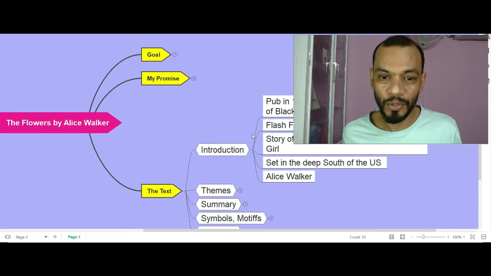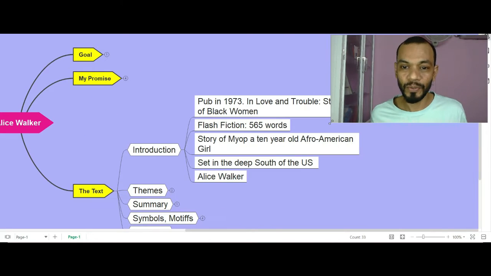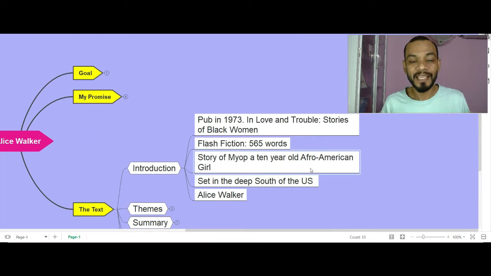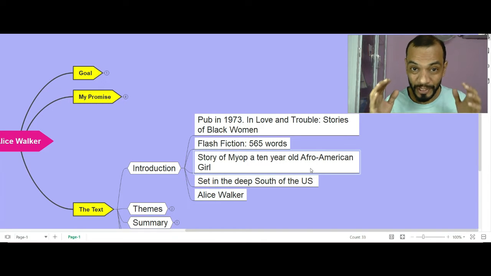Flowers by Alice Walker. The story was published in 1973 in the short story collection In Love and Trouble: Stories of Black Women. Alice Walker is an important American writer, an Afro-American writer, and she's known for her work The Color Purple, for which she won the Pulitzer Prize, which is the highest literary prize in the US.